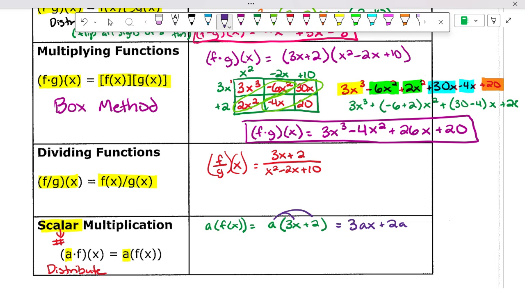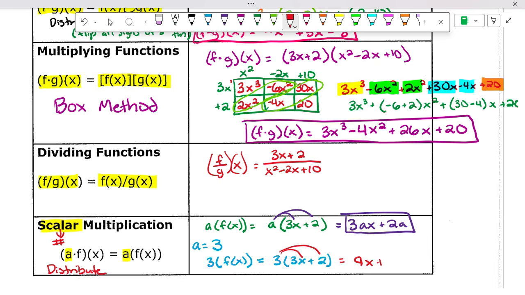Now, that's a little funky, but let's say that I actually gave a value. So let's say that a is equal to 3. That means I would have 3 times f of x. So that's what it would look like, and that would equal 3 times 3x plus 2. Distribute. 3 times 3x is 9x. 3 times 2 is 6.